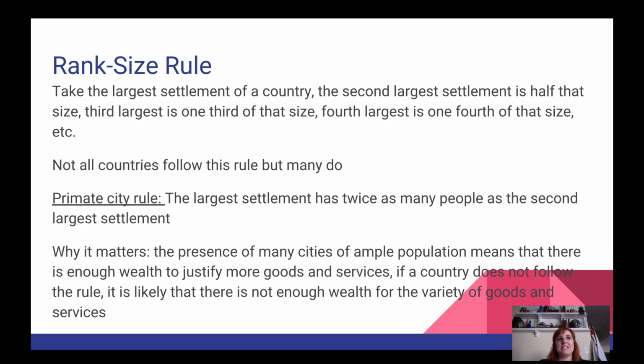So primate cities, examples you might want to jot down. Mexico City is a primate city. Paris is a primate city. Sao Paulo, Brazil is a primate city. We're going to talk about lots of primate cities.